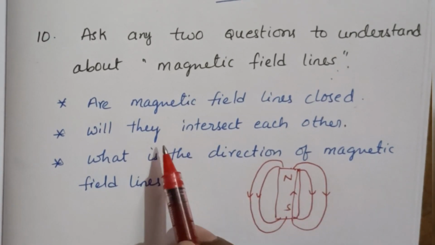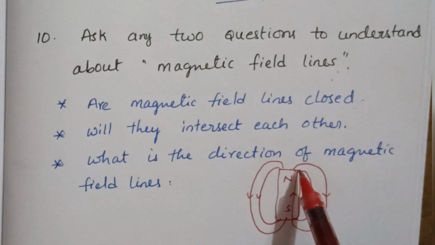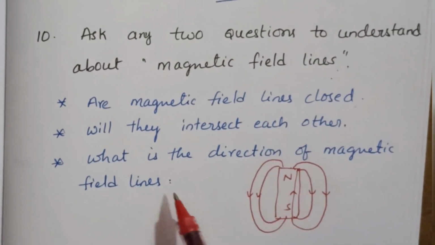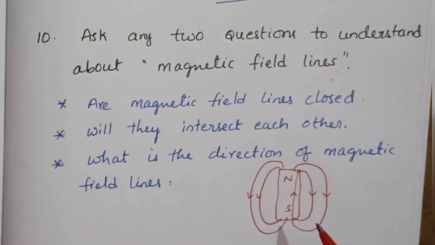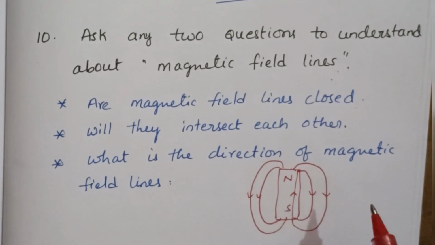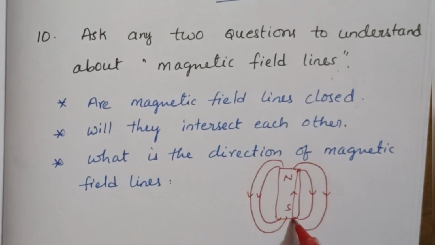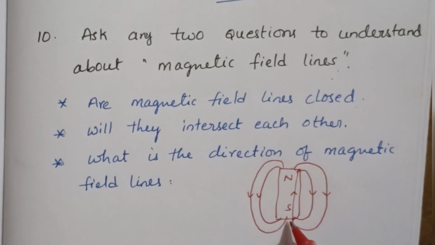Second, next, by seeing that gaps are there, they won't intersect. Now we can ask the question, will they intersect each other? Here they won't intersect each other. What is the direction of magnetic field lines? I already told you, north pole to the south pole, in a bar magnet.